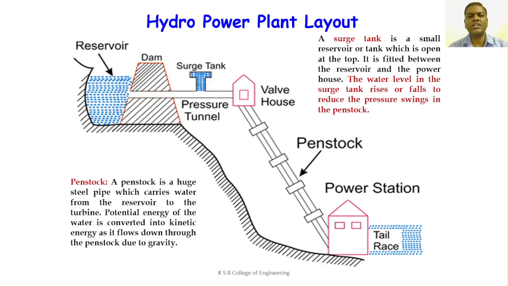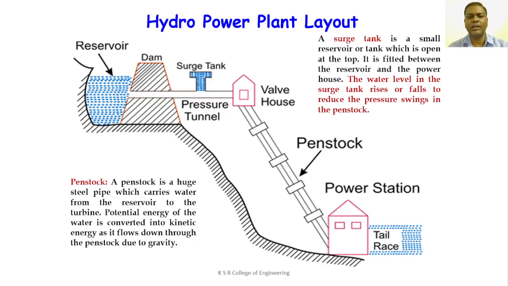Now we are going to discuss the hydro power plant layout. First we have the reservoir. In the reservoir, normally the water is stored, and we can call it the dam. From the dam, the surge tank is connected. Then from the surge tank, the valve house, penstock, power station, and finally the tail race are connected in this hydroelectric power plant. What is the working of the surge tank? In case of any problem in the power station or in the valve house, we need to close the water coming from the reservoir to the penstock. In that case, the surge tank collects the excess amount of water from the penstock or from the dam.